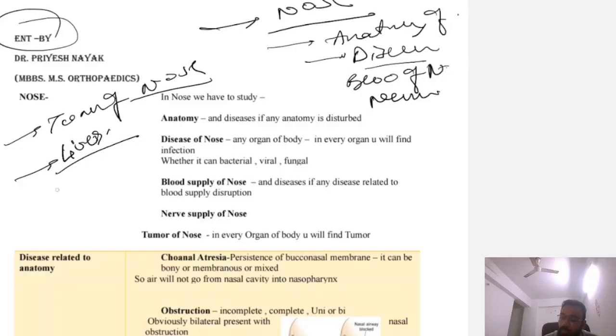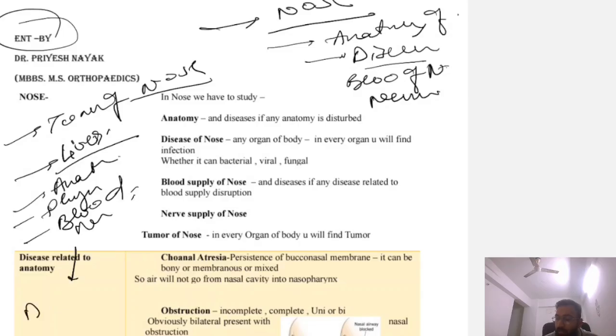So every organ we will study like this. Let's talk about liver. So in liver, we will first learn about the anatomy. Then we will learn about the physiology. Then we will learn about the blood supply. Then nerve supply. Then the diseases of liver. Then tumor of liver. So this is the sequence to learn any organ.